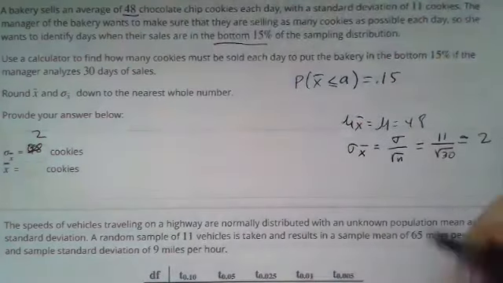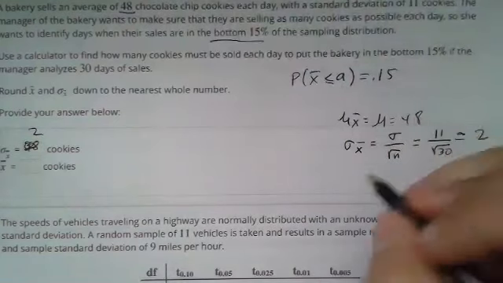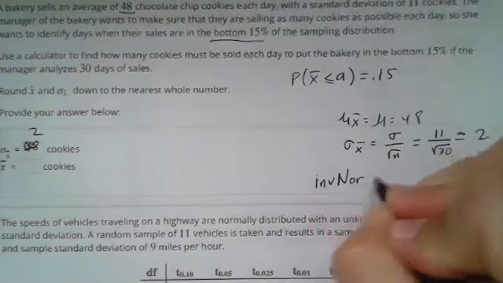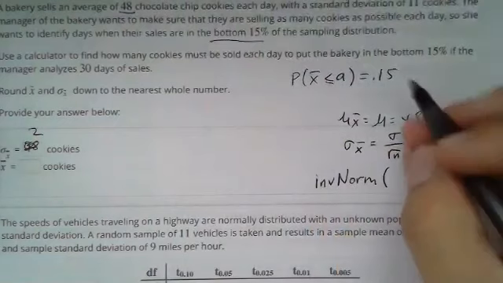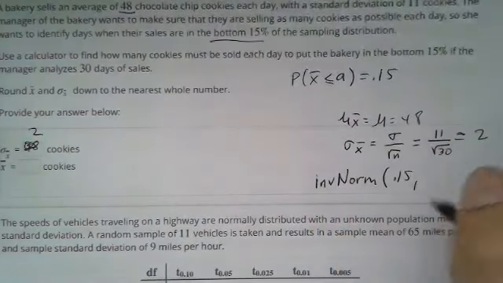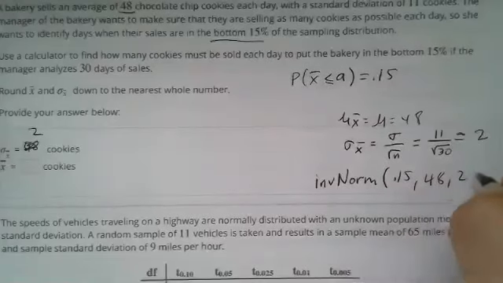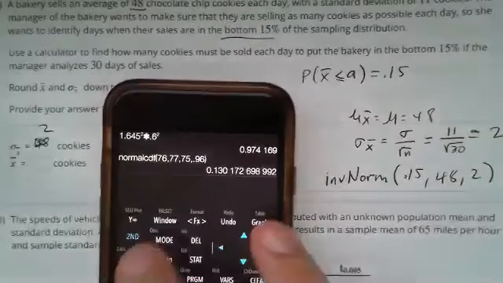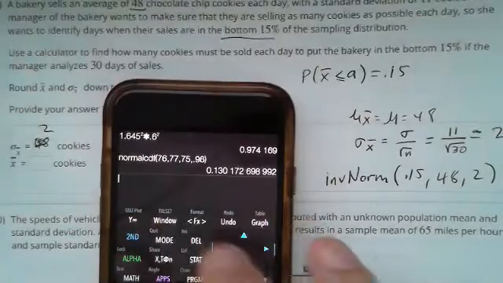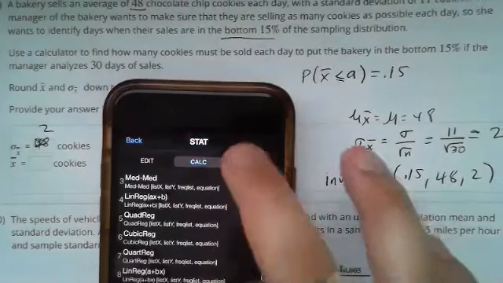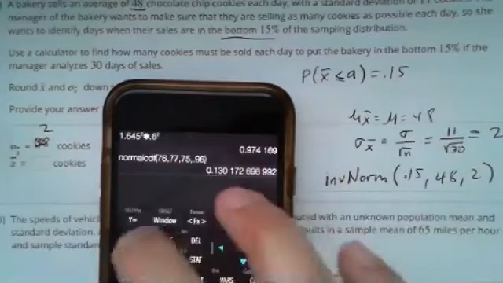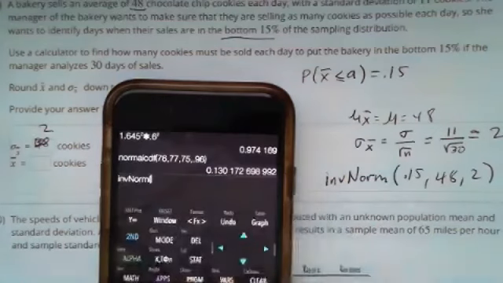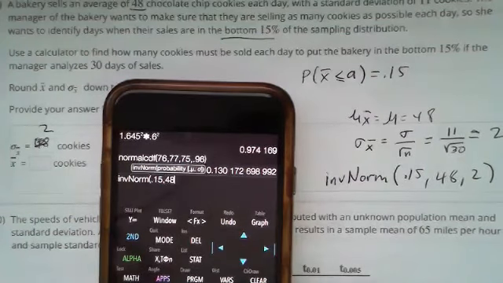So what do we do to find that? We use inverse norm. So we use the probability area. So the area is 15. And then the mean is 48, and the standard deviation is 2. So, distribution, inverse norm, probability area, or the area to the left of 48, and then 2.